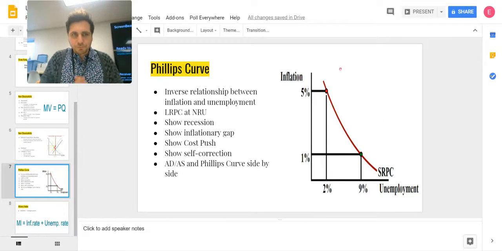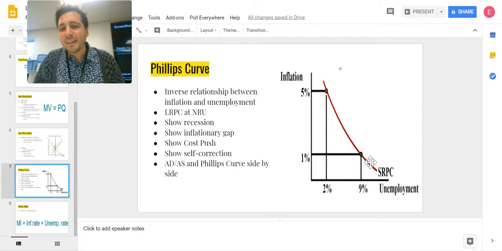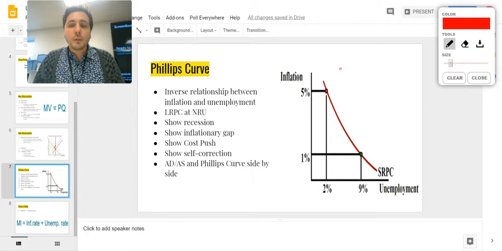The Phillips curve. You will have to draw this curve. Very, very important. The Phillips curve. It's an inverse relationship between inflation and unemployment. We show that by a downward sloping short-run Phillips curve. Right? We also know that our long-run Phillips curve is going to be vertical. Right? We call this LRPC.